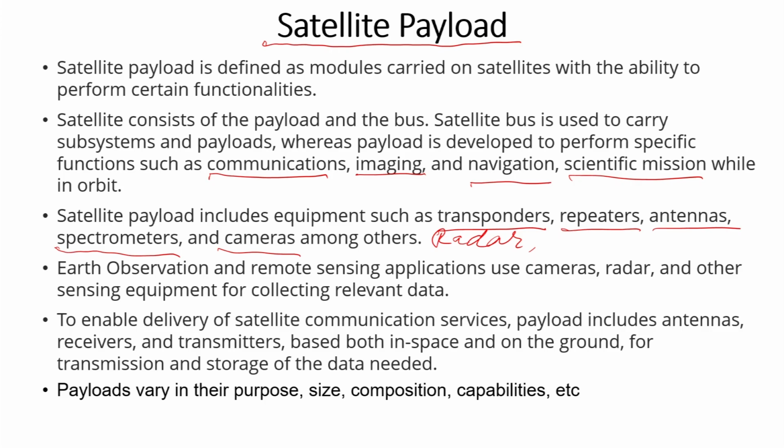Earth and remote sensing applications use cameras, radars and other sensing equipment for collecting the relevant data. To enable the delivery of satellite communication services, the payload includes antennas. This is a very essential component. It has to have an antenna, then receivers, then transmitters. These are the very important subsystems of any type of payload, and payloads vary in size, functionality and capabilities. It differs from payload to payload.